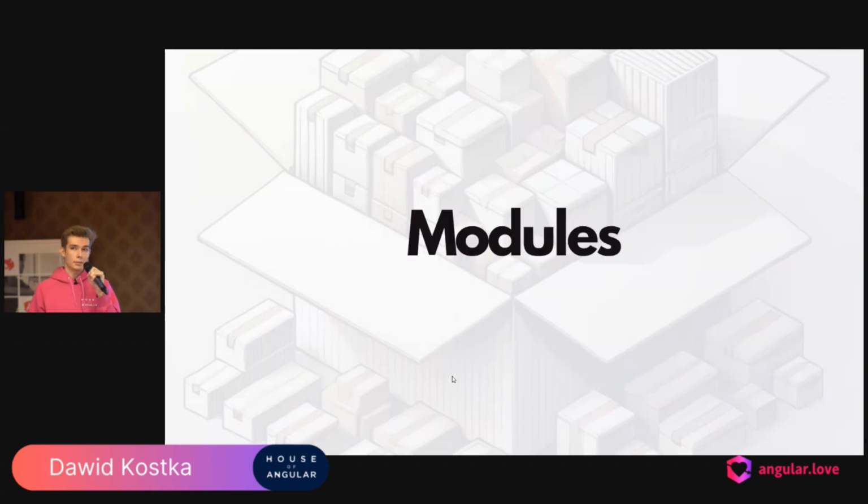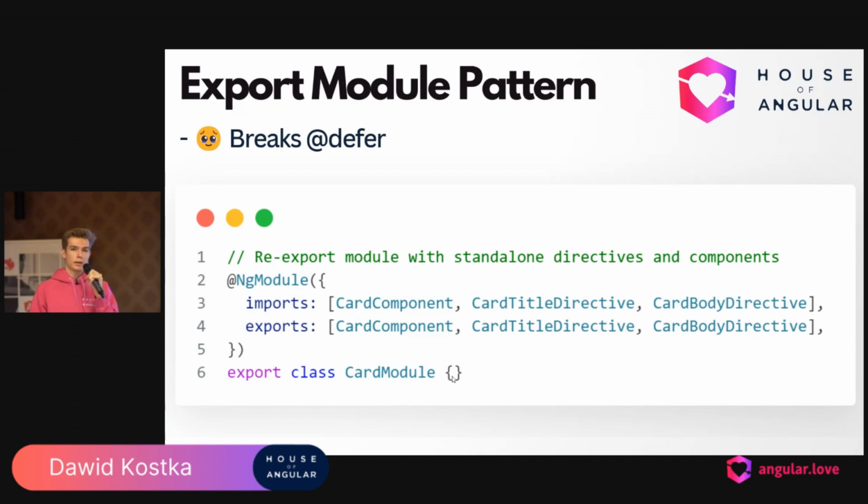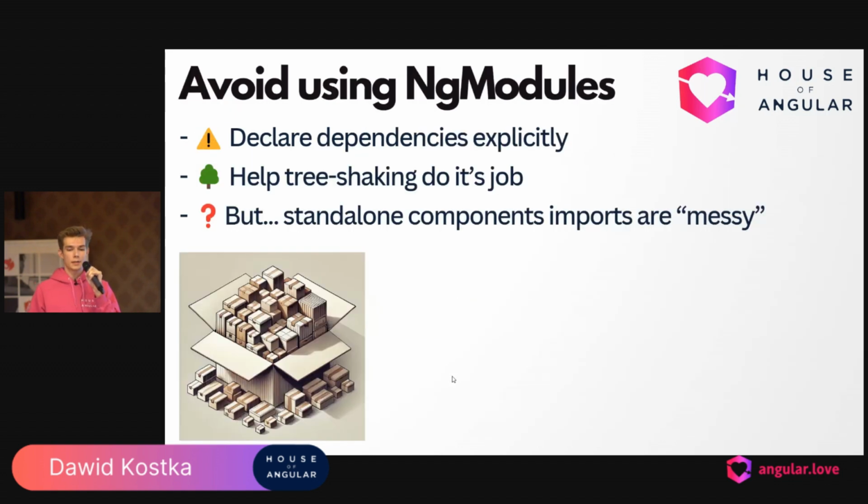I'm still sure that many people here may actually use this pattern that I call the export modules. Here, in case we import the standalone components into a module and re-export them just to prettify our import, we'll also lose the functionality of the defer block. This happens just because the defer block does not work with the ngModules. It is as simple as that. Therefore, I think we should always use the standalone architecture, which, in my opinion, helps the tree shaking do its job even in the most corner cases.